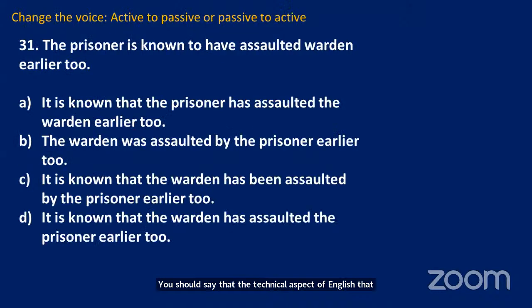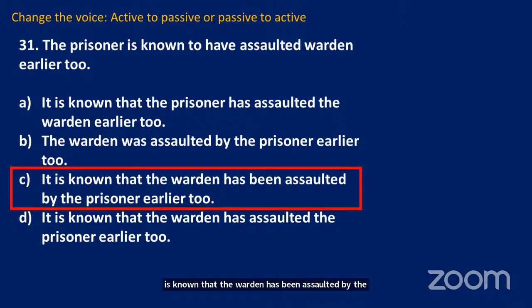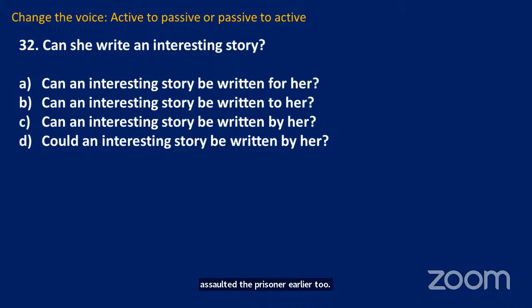The prisoner is known to have assaulted warden earlier too. It is known that, now you have to convert active to passive. It is known that the prisoner has assaulted the warden earlier too. The warden was assaulted by the prisoner earlier too. It is known that the warden has been assaulted by the prisoner earlier too, or it is known that the warden has assaulted the prisoner earlier too. So the answer is, it is known that the warden has been assaulted by the prisoner earlier too.